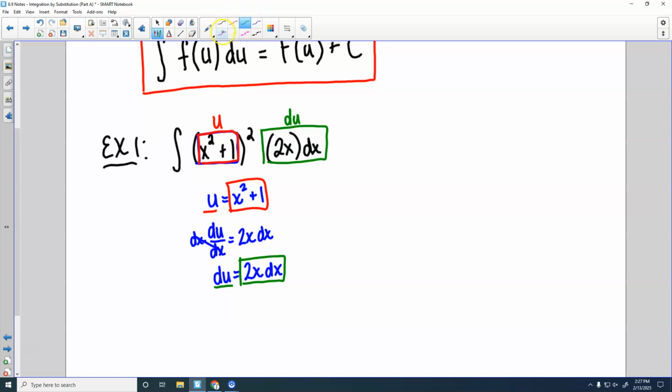So when I make that replacement there, it will look like this. I will have u squared du. Now, do we know how to integrate u squared du? We should. That should be a very basic one, right? We're just increasing our exponent by 1, which would be u to the third, dividing out front by that 3, so we get 1/3 u to the third.